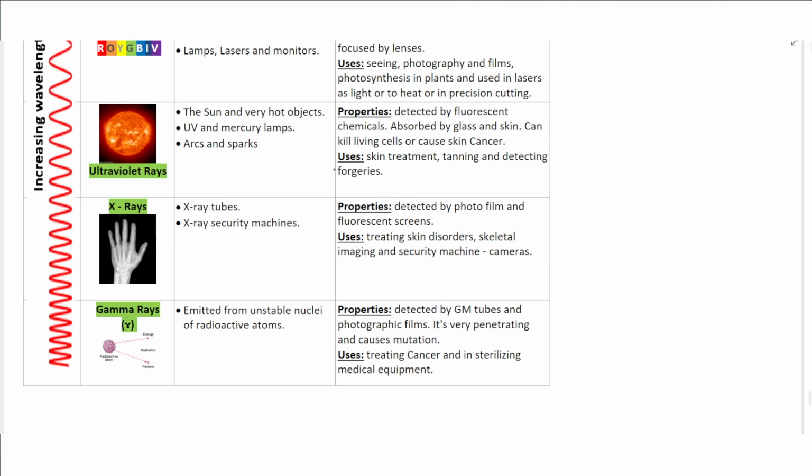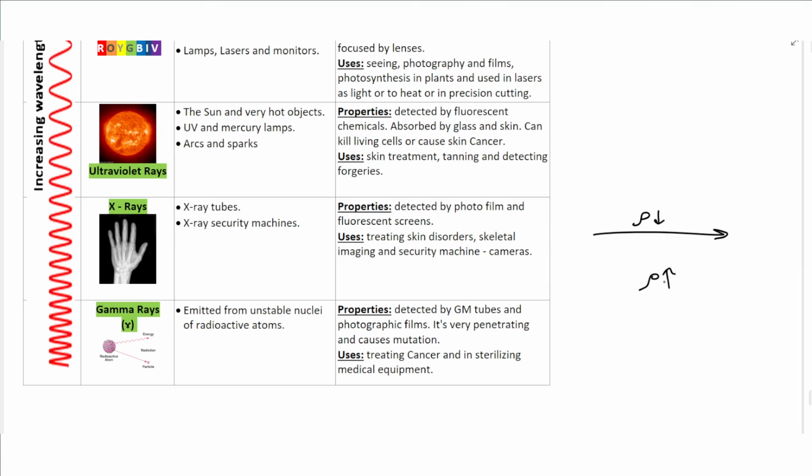As for X-rays, we use X-rays in security machines to detect objects inside a suitcase or a bag. We can use them also to detect or image bones inside the body. So the idea is that X-rays can penetrate low density. So if you have a low density material, X-rays can go through it.